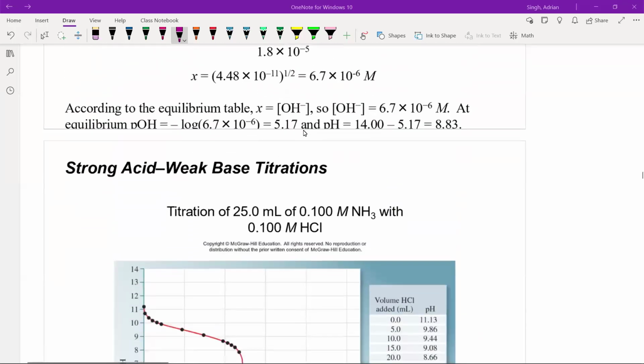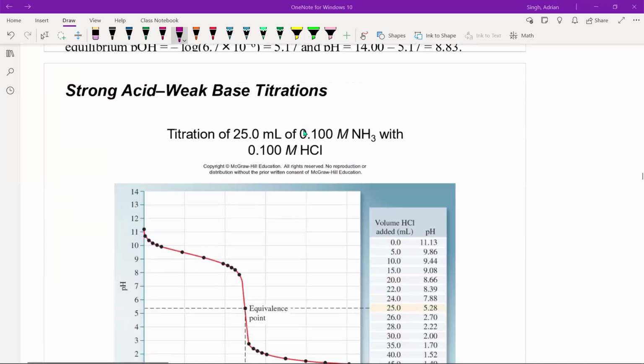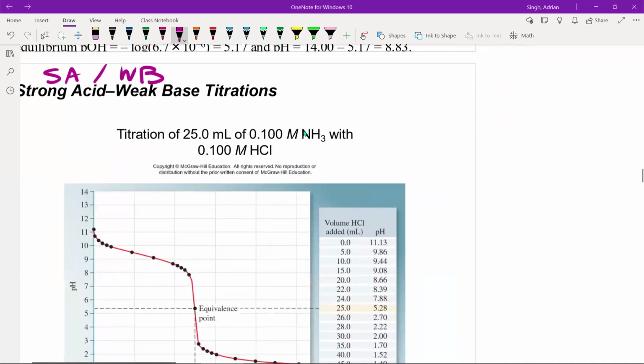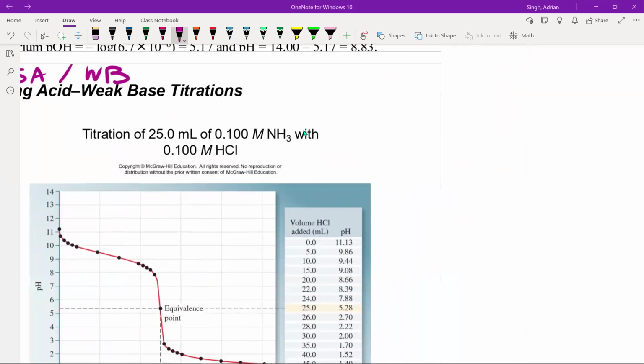Okay, so let's take a look at the last combination, which is a strong acid, weak base titration. Let's consider, for instance, the titration of HCl, which is a strong acid, with ammonia, NH3, which is a weak base.